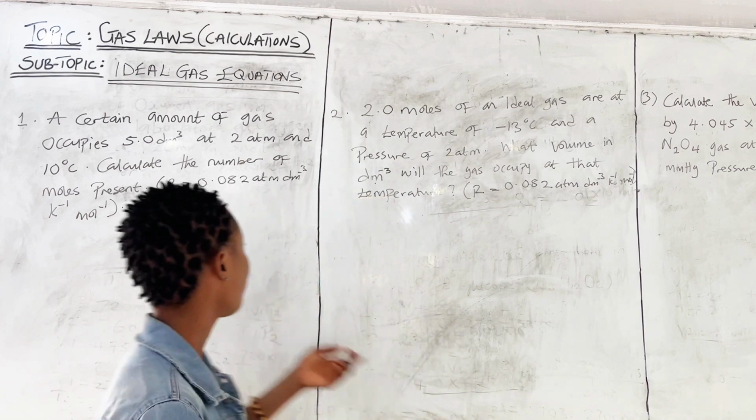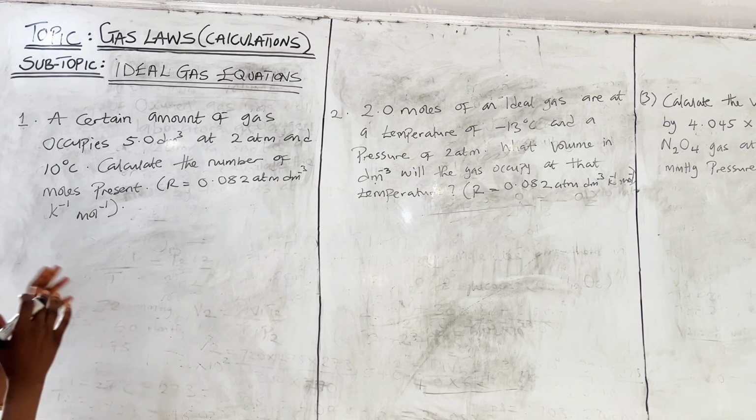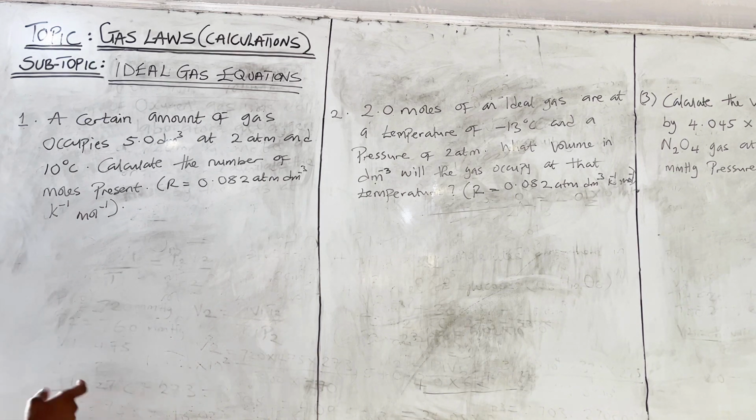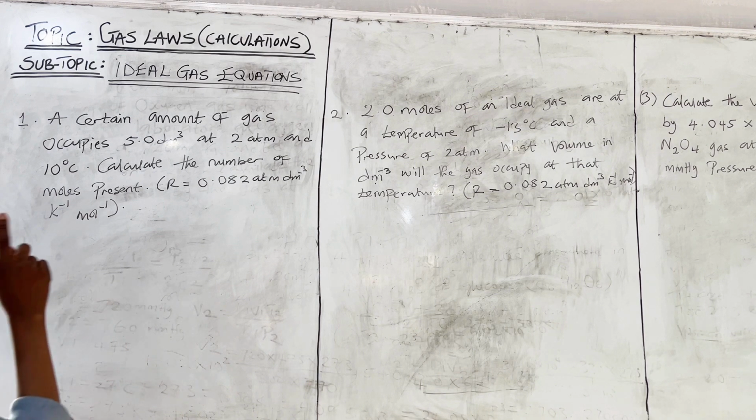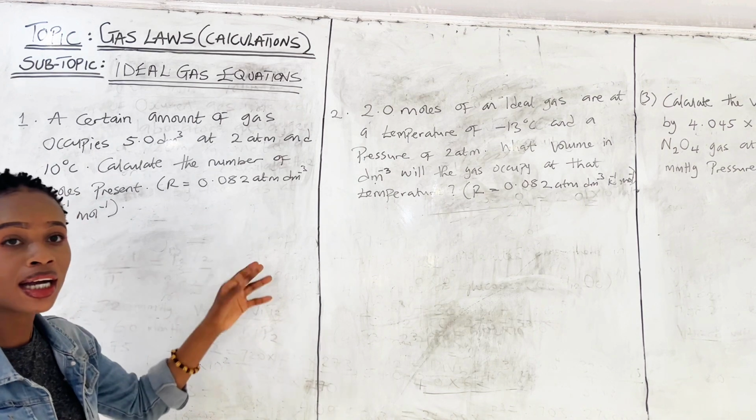So let's go. Number one, the question says a certain amount of gas occupies 5.0 dm³ at 2 atm and 10 degrees Celsius. Calculate the number of moles present. Now, how do we know that this is an ideal gas equation? Because it has to do with volume, it has to do with pressure, and it has to do with number of moles. R is also there. So when you see a question that looks like this, automatically know that this is an ideal gas question.